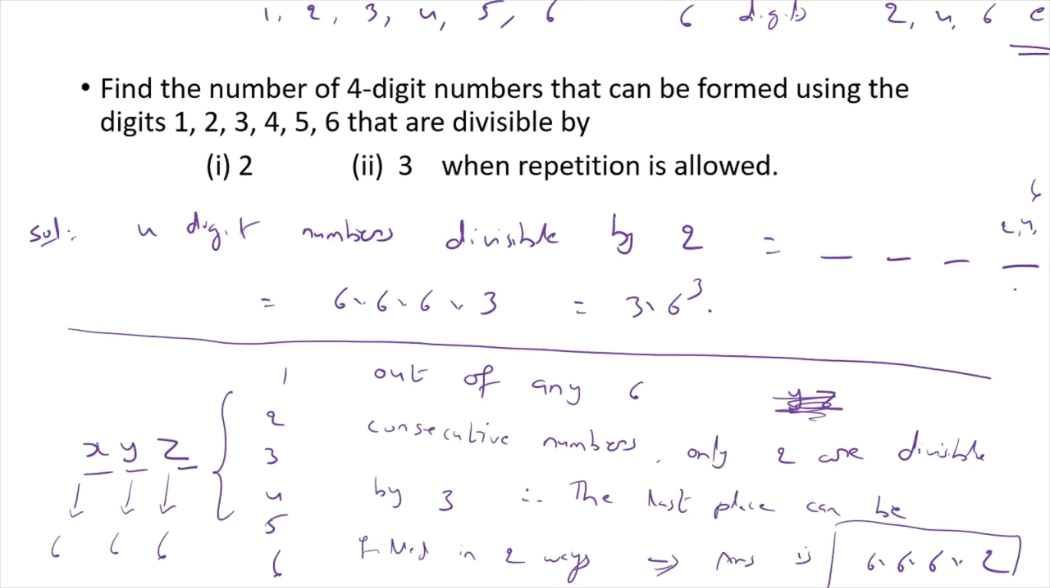So here also, if I take any 6 consecutive numbers, then there will be only 2 numbers which are divisible by 3. Therefore the total number of 4-digit numbers that can be formed using the digits 1, 2, 3, 4, 5, 6 which are divisible by 3 is going to be 6 times 6 times 6 times 2. So the answer is 6 raised to 3 times 2.